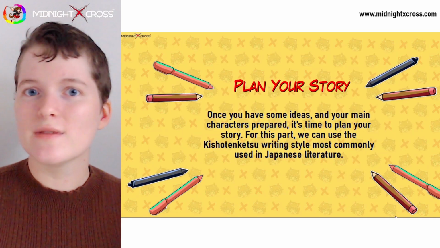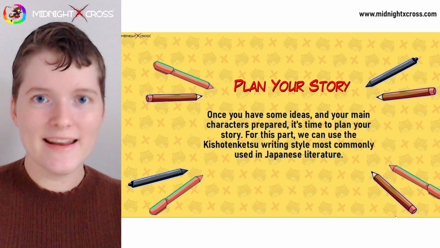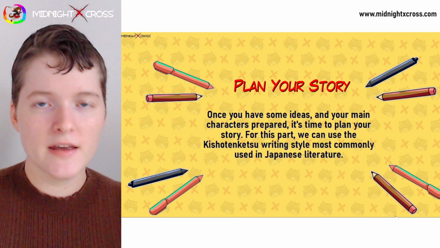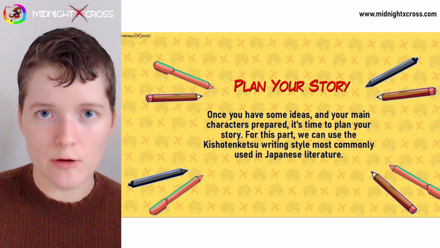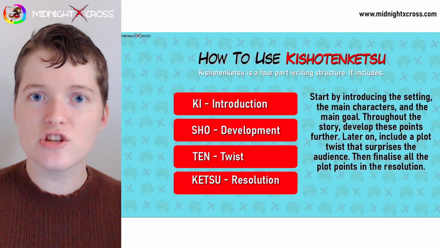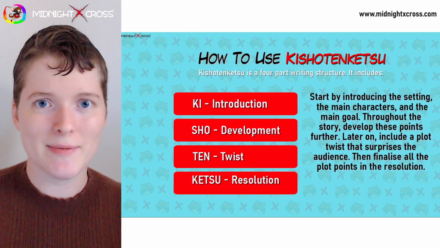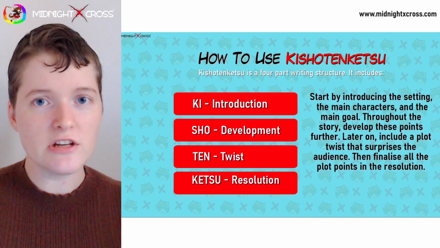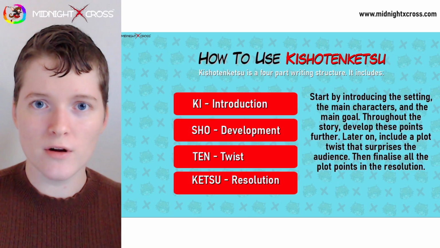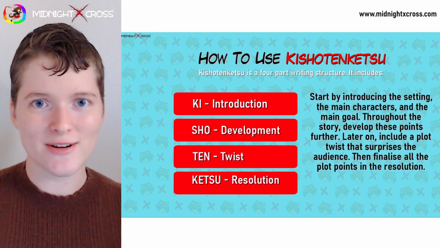The next thing you want to do is to plan your story. Once you have some ideas and your main characters prepared, it's now time to plan your story. Most shonen manga or anime is planned using the Kishotenketsu style, which we will mention next. The Kishotenketsu style is a common writing structure used in many Japanese literature. It consists of ki, the introduction, where you introduce the characters and the setting of the world. In this part, you may also introduce the main goals of the story.